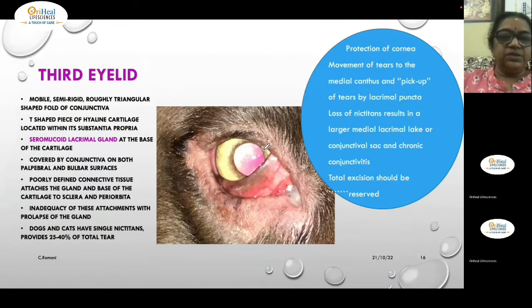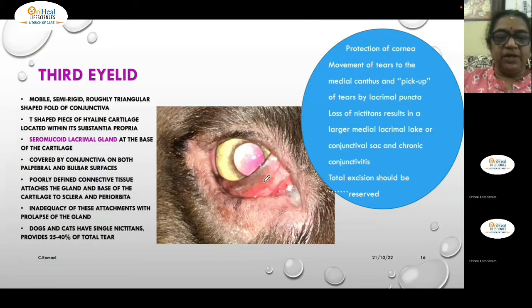Then comes the third eyelid. So third eyelid is again a semi-rigid, roughly triangular structure. And this free margin of the third eyelid you should always examine. And that actually helps in the wiper movement as you see in the car, for the lubrication of the tear film over the cornea.